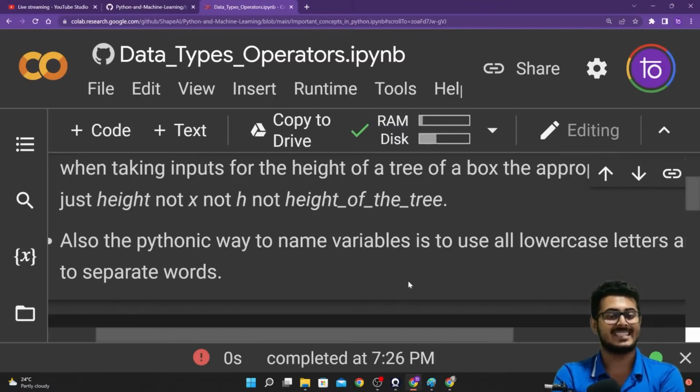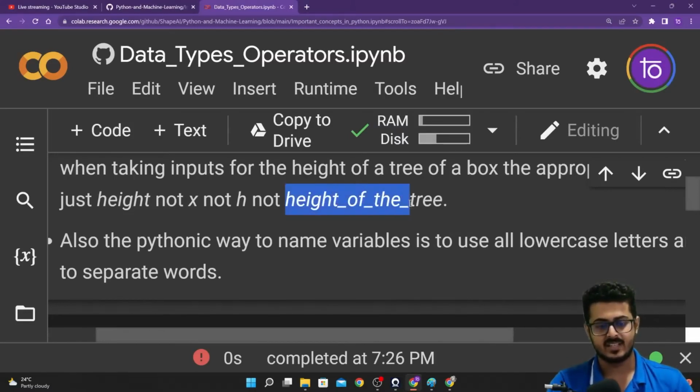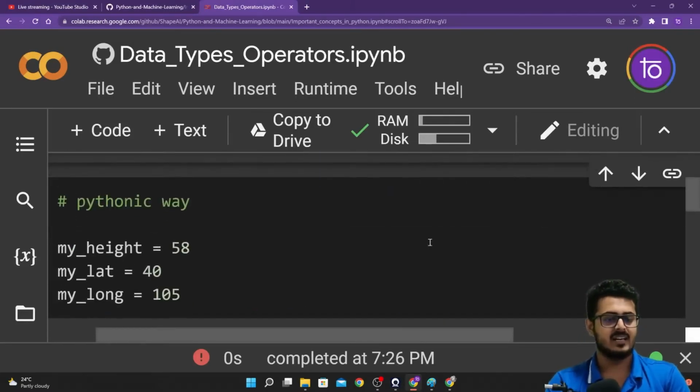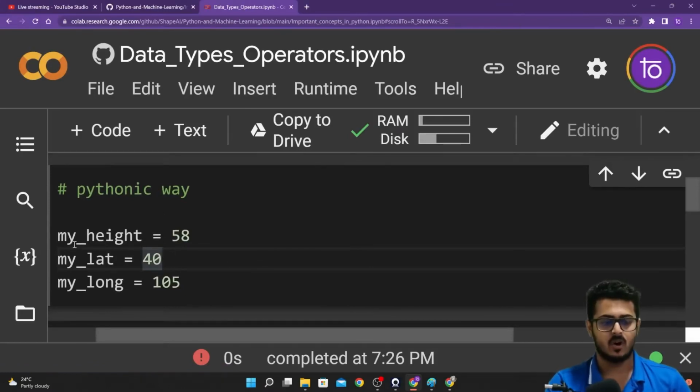This is called snake case. This is what you are going to use. Snake case means everything is in lowercase characters, separated by underscores. So the Pythonic way of naming a variable is all lowercase characters separated by underscores. So you have my_height, my_lat, my_long. So that is one of the things.